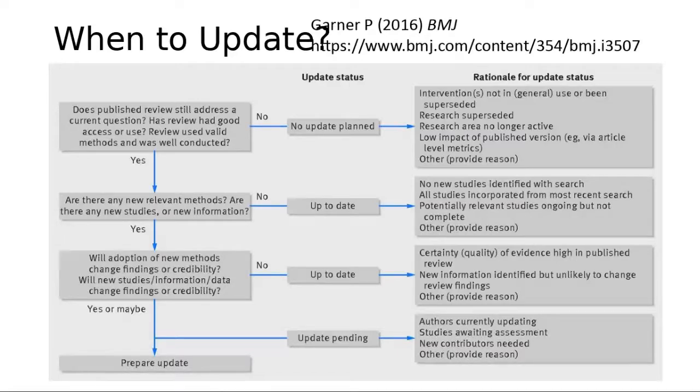On the other hand, if the intervention is not being widely used, if the research has been superseded, if the article is not being well used, if there are no new studies appearing, or if the studies that have appeared are unlikely to change the review findings, then these are reasons why we might not prioritize update of a particular review.